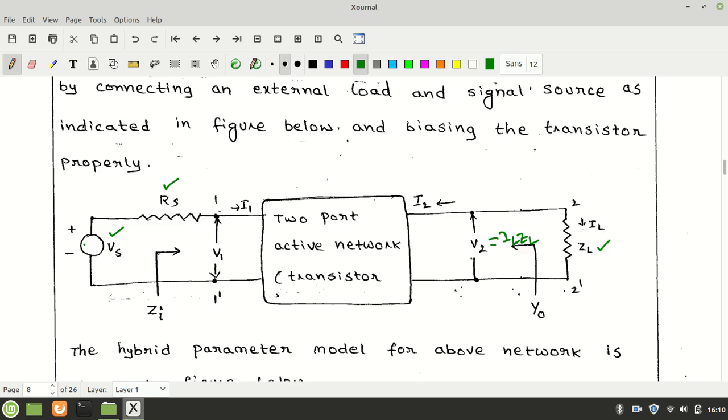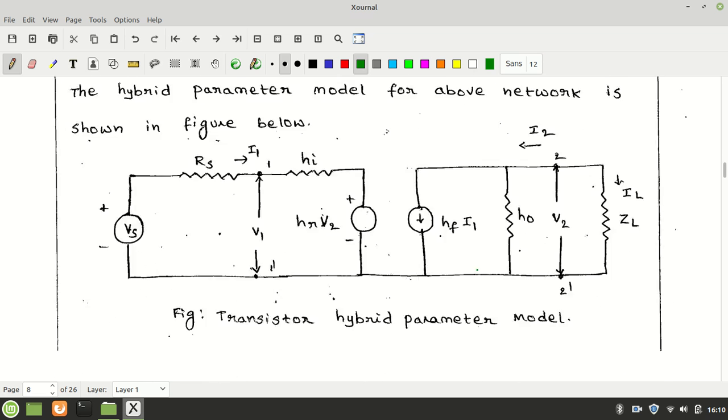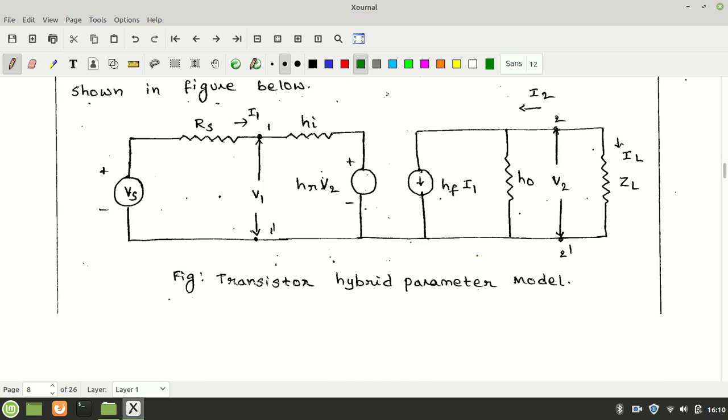Yes, the hybrid parameter model should be like that, because this part is without any battery connection.